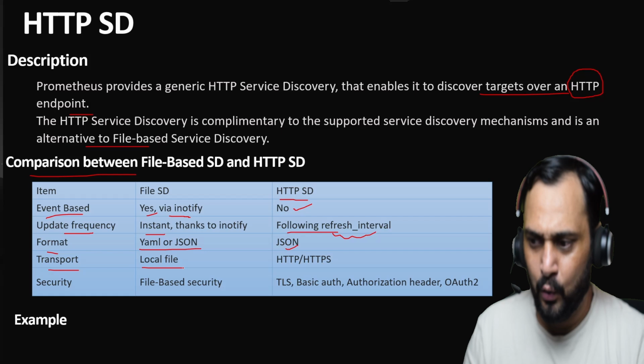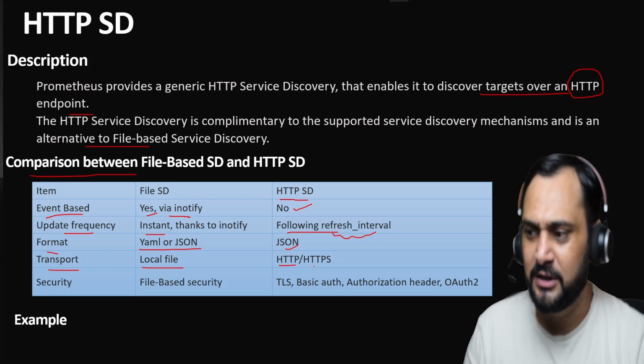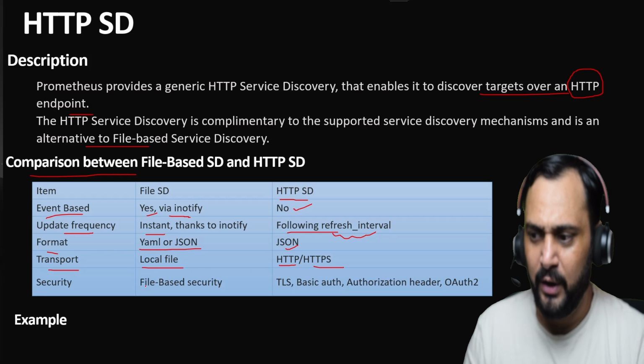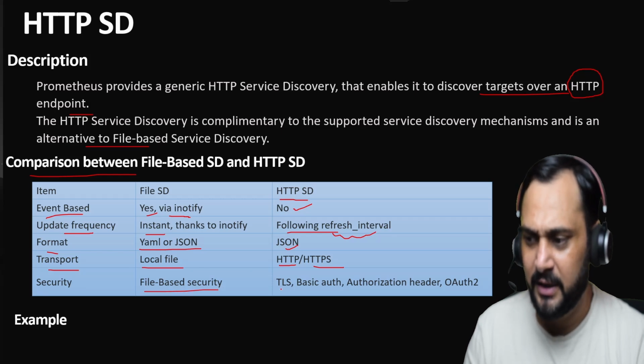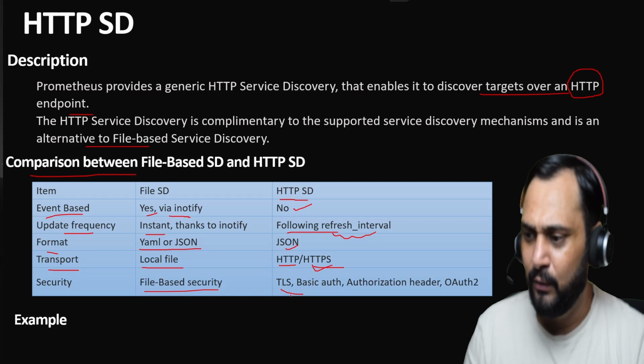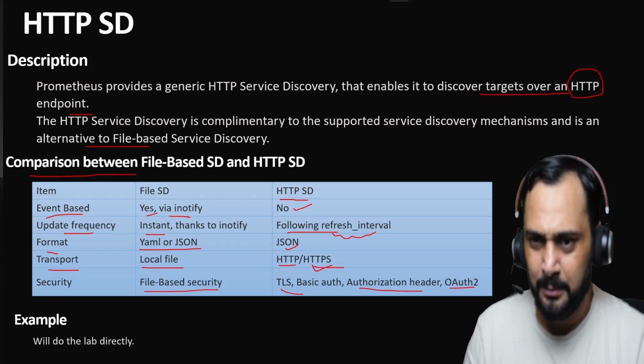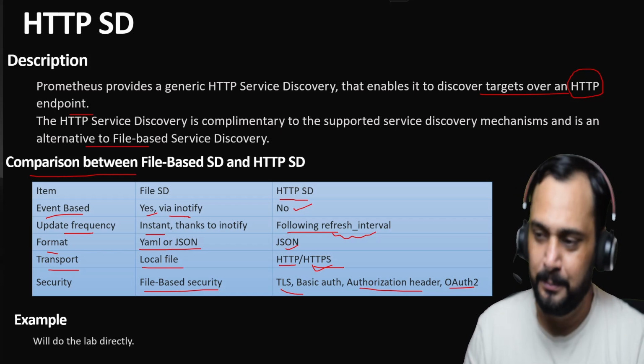Transport: it is a local file, as I said, and here it can be HTTP or HTTPS. Security: file-based security here, and for HTTP it says TLS. Obviously, when we use HTTPS, then it will be TLS, basic authentication, authorization header, or OAuth 2. Example, we will do directly in the lab.